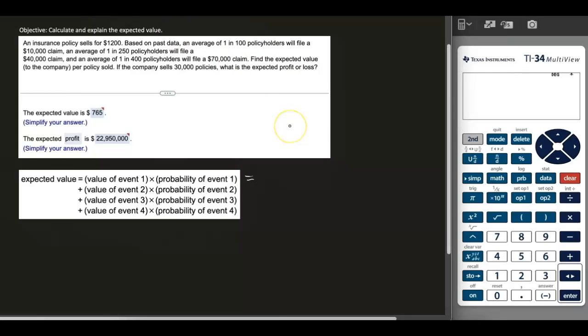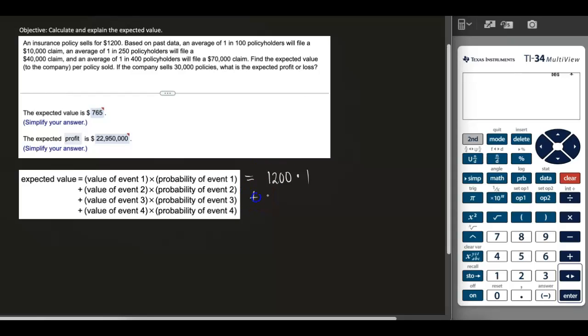That first event is that the insurance company sells a policy. That happens 100% of the time. So they're going to gain $1,200. That's why I've got this positive. And the probability of that happening is 1. So that happens for everybody, every policyholder.